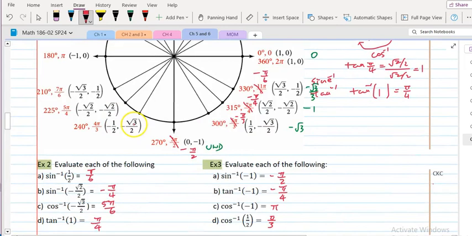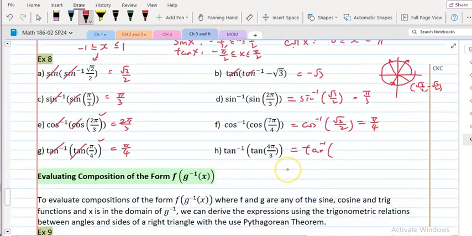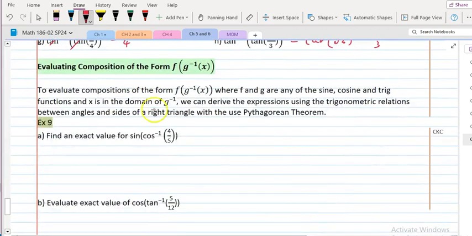Tangent is y over x, so that is positive root 3, because this over this is root 3. Now, once we know root 3, when we do the arctangent of root 3, which is in the first quadrant, that is equal to pi over 3. Okay. We can also do composition.